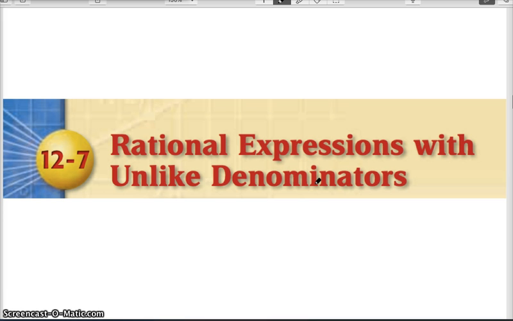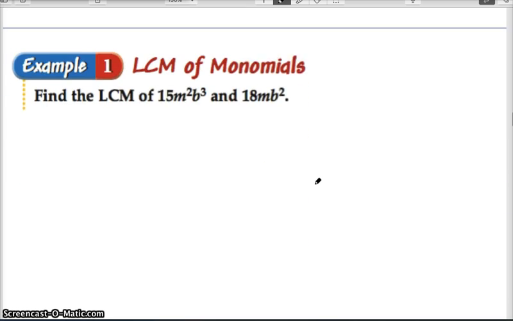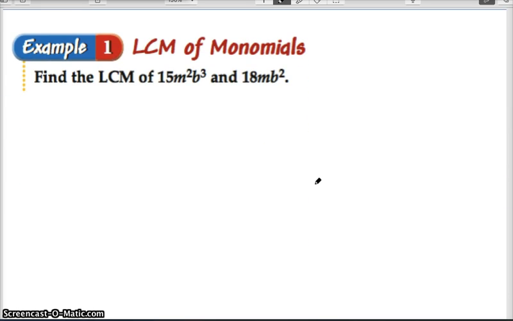Let's move on to the next section, which is 12.7, where we're going to talk about rational expressions with unlike denominators. So the first thing the text has us doing is kind of remembering this concept of least common multiple. So basically, when I think about least common multiple, I think about the smallest number that both of these numbers can divide into evenly, right? The smallest number that both of these numbers can divide into evenly.